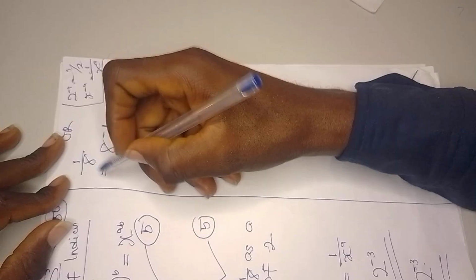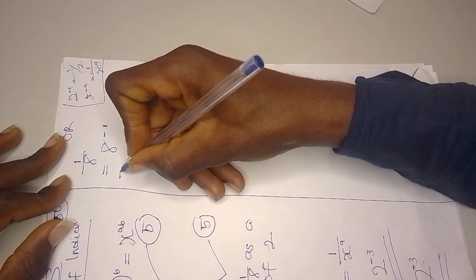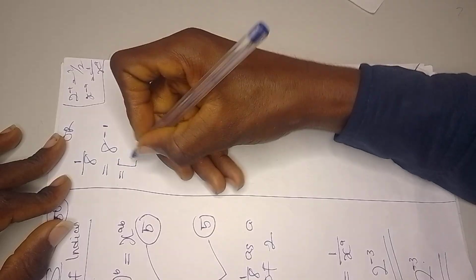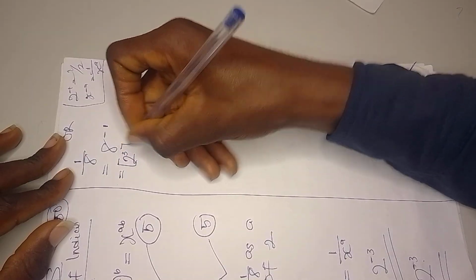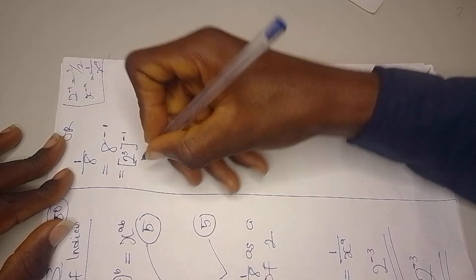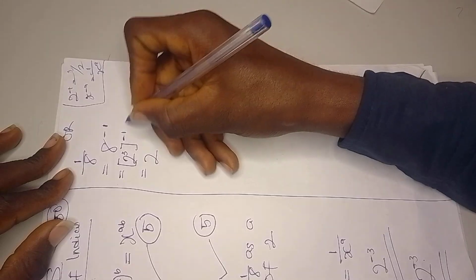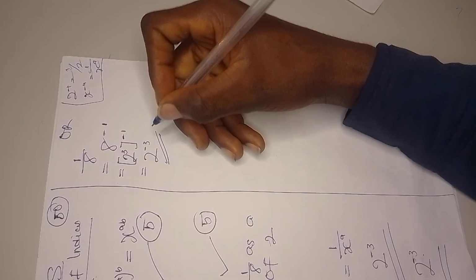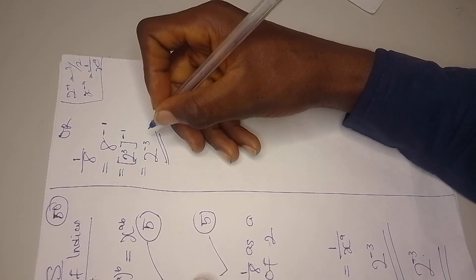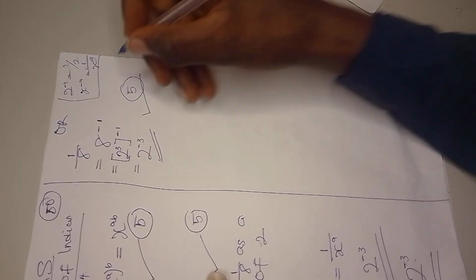So 1 over 8 is the same as 8 raised to the power of minus 1, and we know that you can reduce 8 now to become 2 raised to the power of 3, right? Then minus 1 is outside. Then power multiply power, 2 raised to the power of 3 times minus 1 is minus 3. So you see that it's the same answer at the end of the day. Do you understand? If you got this correctly, it is a 5 mark for you.